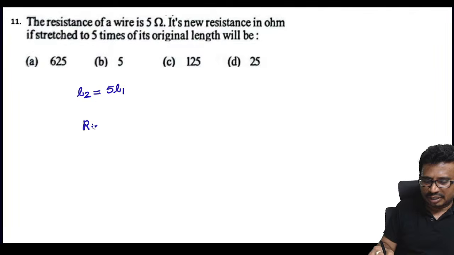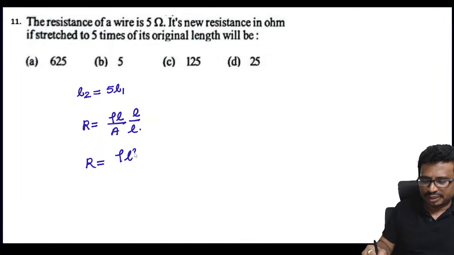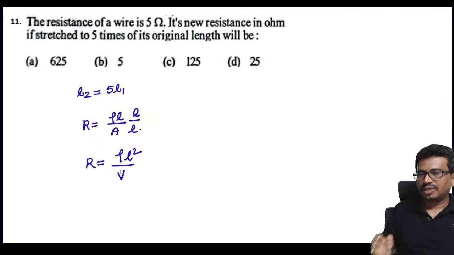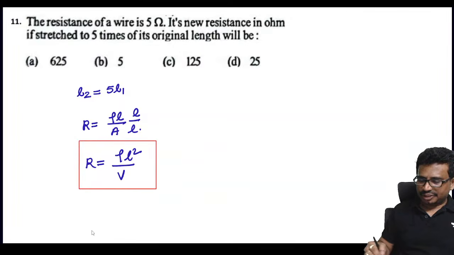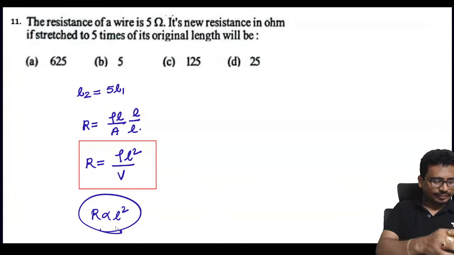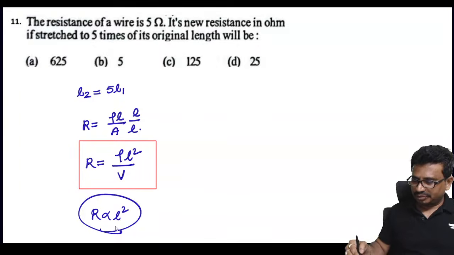So we have seen R is equal to rho L by A, multiply and divide with L. So that means R will become rho into L square by volume. Rho and V are constant, so I can write R proportional to L square. R proportional to L square.